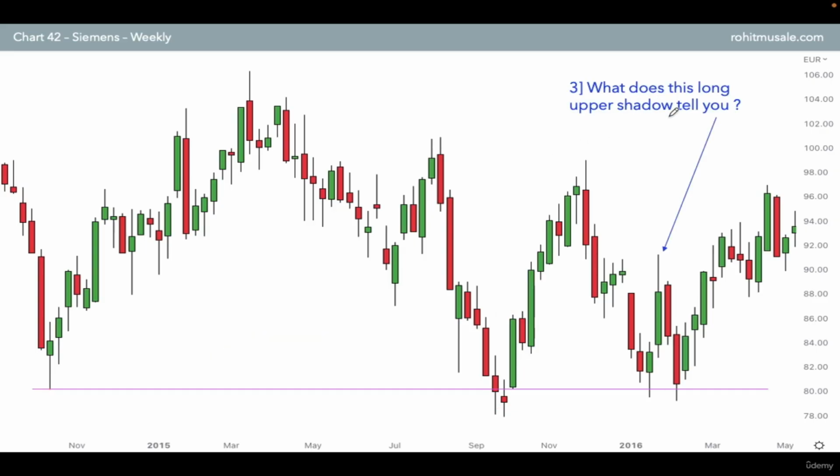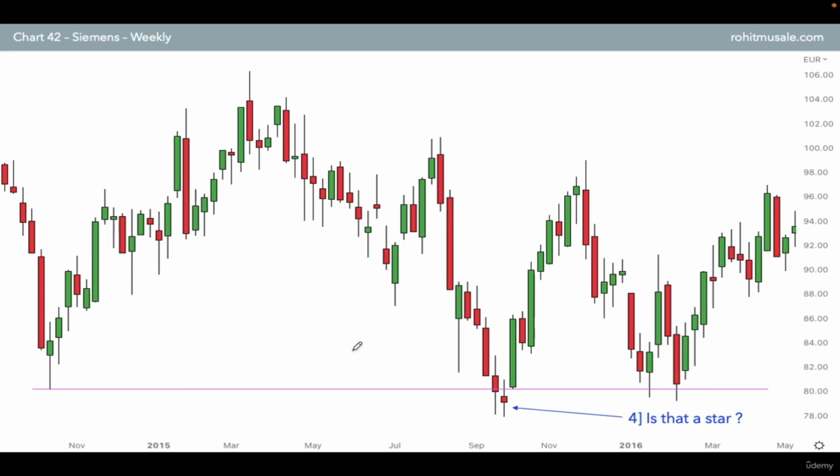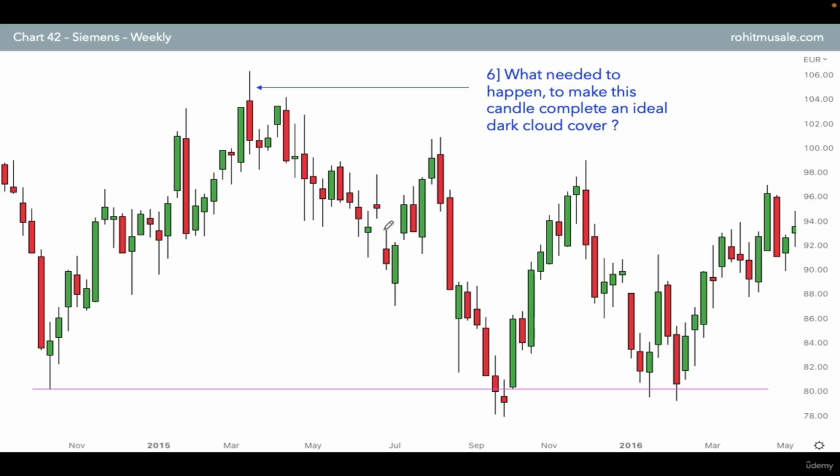What does this long upper shadow tell you? Well, this long upper shadow is confirming the resistance created by the falling window. Is that a star? Yes, it is a star. Is that a star? Yes, it is a star because it is gapping away from the previous candle.